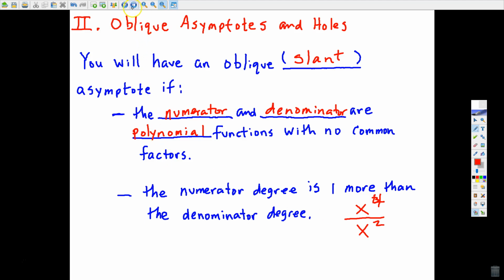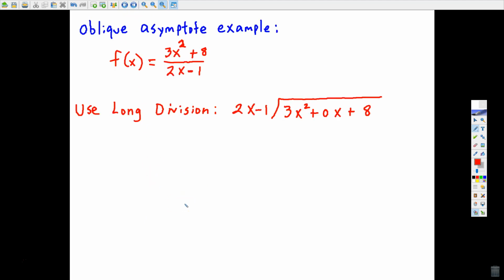Okay. So now that you know how to spot them, let's figure out how to actually graph them. So here's a function, and I notice that I've got numerator, denominator that are both polynomial functions, or polynomials, and the degree of the numerator is 2, the denominator degree is 1, so it meets all of the qualifications for having an asymptote that we call oblique. So the way we find out exactly how to graph it is we use long division. We're going to divide the denominator into the numerator, and I've got it already set up for us.